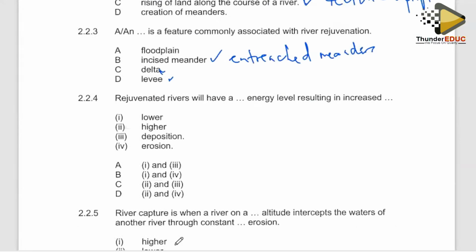Rejuvenated rivers will have a higher energy level, resulting in increased erosion. Rejuvenation means automatically the energy is going to be higher. They are regaining their energy to erode, resulting in increased erosion. You cannot have high energy with high deposition. Right, so our correct response there is item B, which matches 2 and 4.